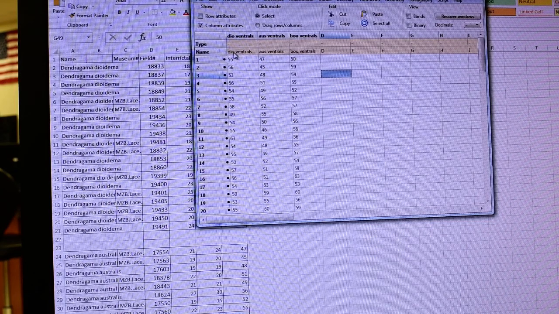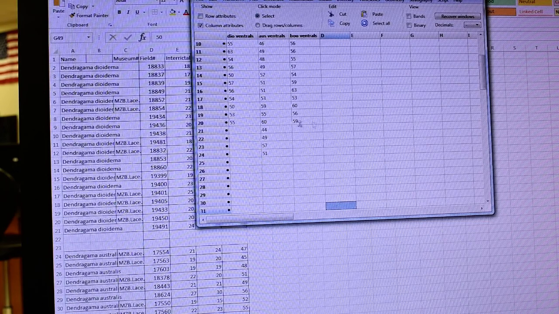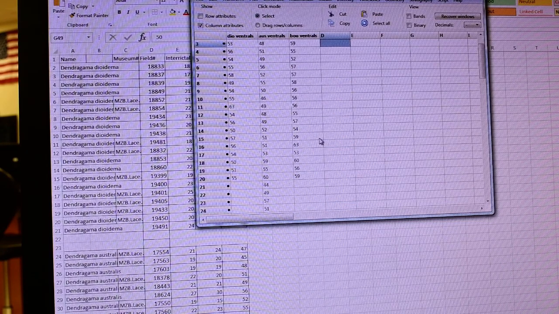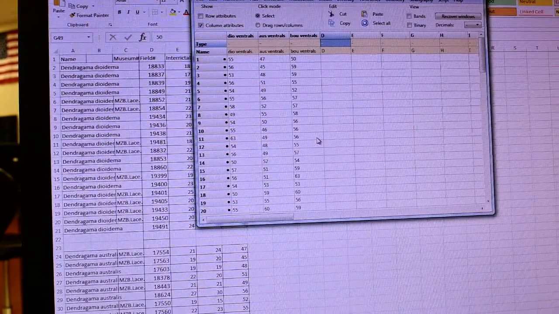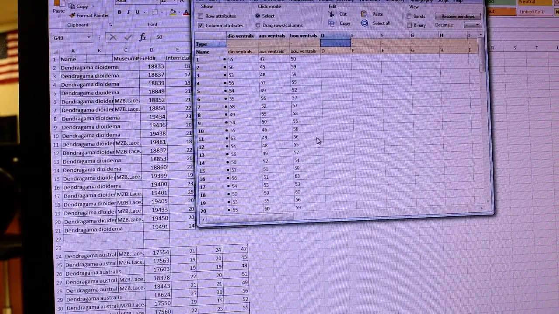Notice I've got the 3 species. That's Diadema, Australis, and Boulangerie. And then I've pasted in all the data. Notice the sample sizes are different. So this is not something that you would know how to do by hand. As I said, we're going to use PAST when we have unequal sample sizes. Now, Lane has some calculators that'll do these types of analyses. However, we've had a lot of difficulty getting them to work. So we're going to just use PAST for this type of analysis.